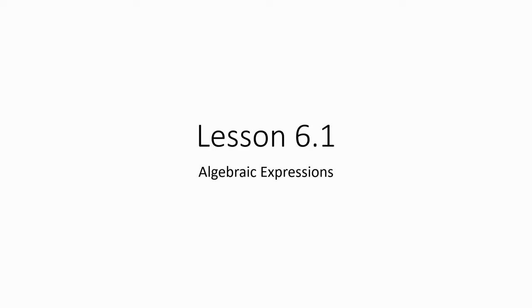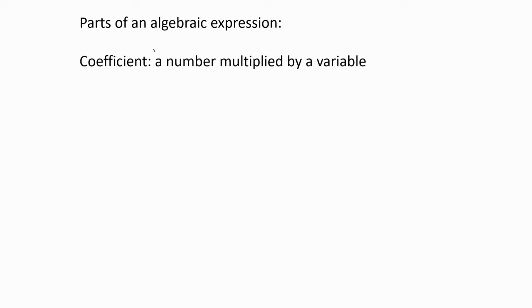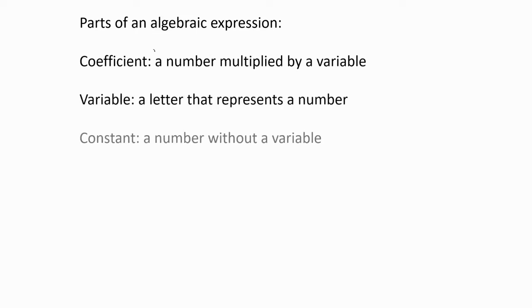All right, welcome to lesson 6.1 on algebraic expressions. This is part 1. And I'd like to review the parts of an algebraic expression. We have a coefficient, a variable, and a constant. And here's my example of a simple algebraic expression.